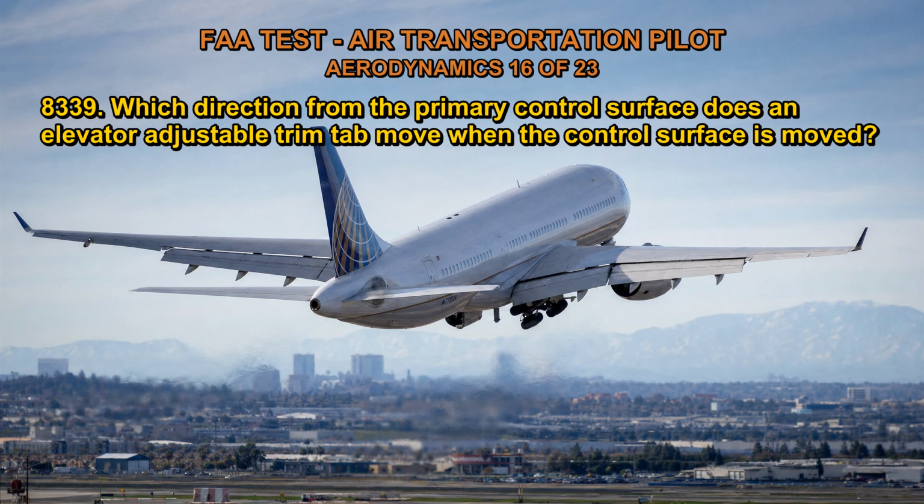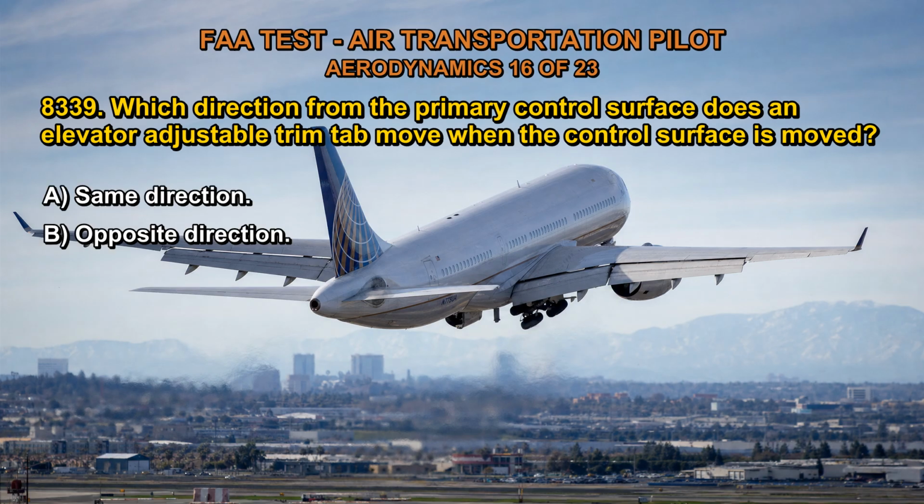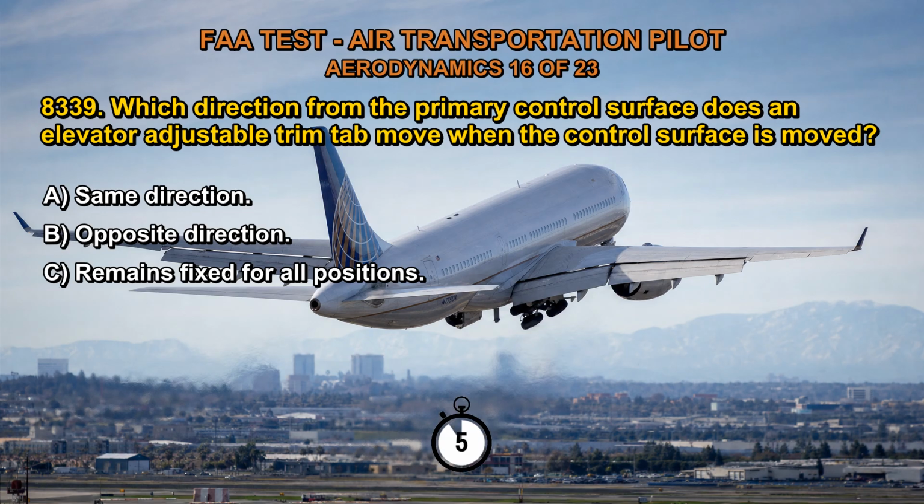Q8339. Which direction from the primary control surface does an elevator adjustable trim tab move when the control surface is moved? A. Same direction. B. Opposite direction. C. Remains fixed for all positions. The correct answer is C.